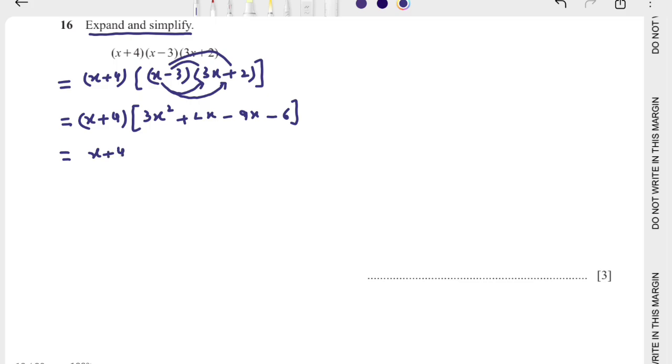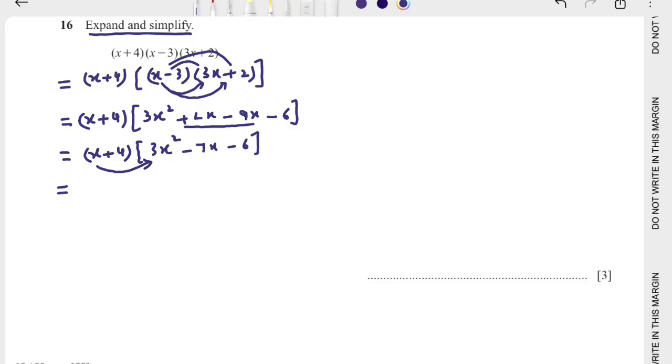We have to combine the like terms. 3x squared plus 2x minus 9x is minus 7x minus 6. Now we have to multiply x plus 4 with 3x squared minus 7x minus 6.